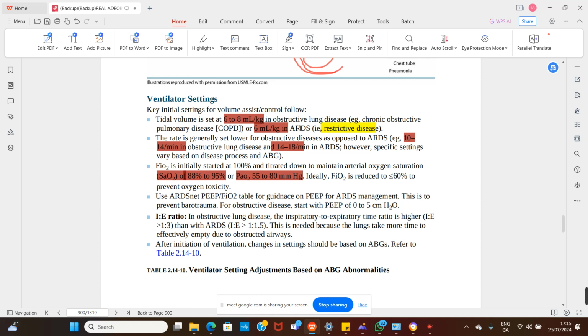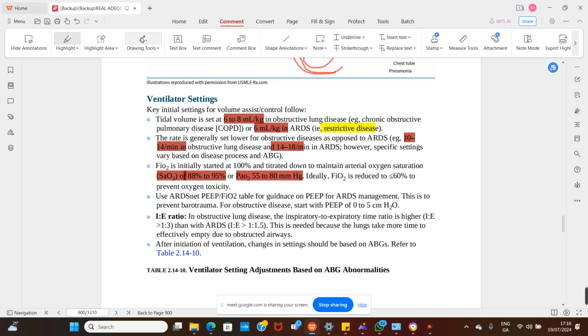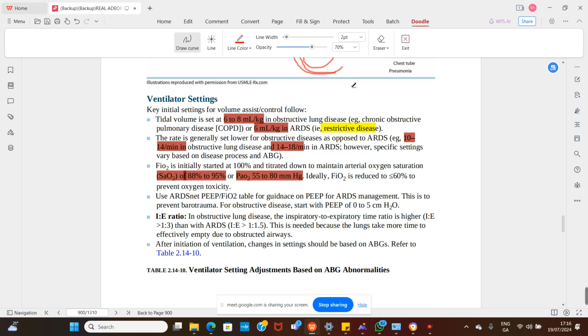But for obstructive, the problem is that they find it very difficult to take air out in expiration. So what do you have to do? You have to prolong the expiratory phase. What do you do to prolong it? Instead of increasing the respiratory rate to 20 cycles per minute, why not drop it to 10? Let me tell you something. A patient doing 10 cycles per minute is better than a patient doing 20 cycles per minute in terms of the duration.